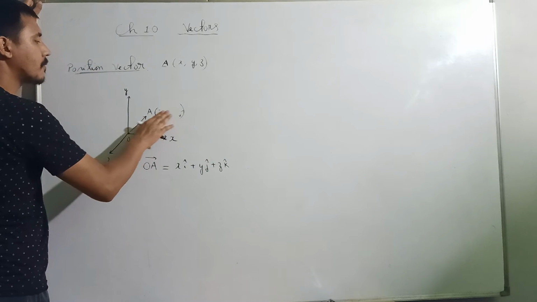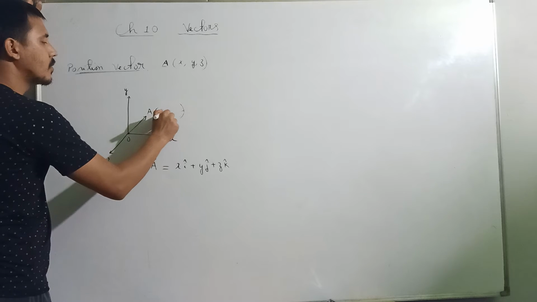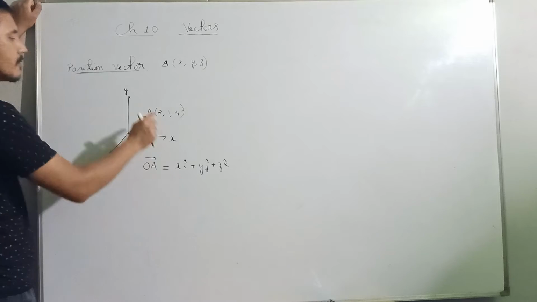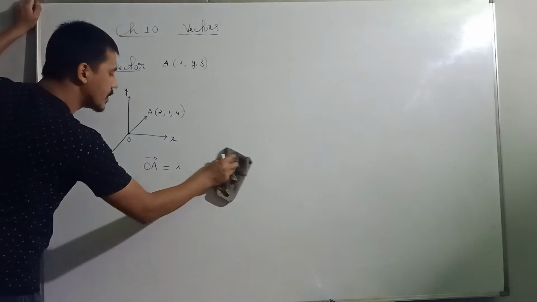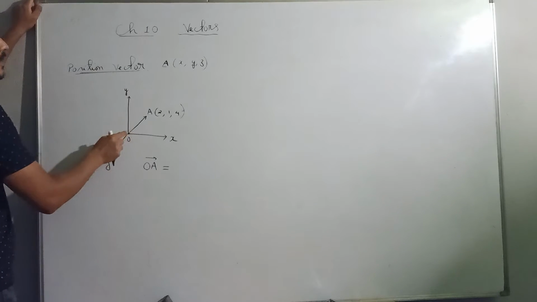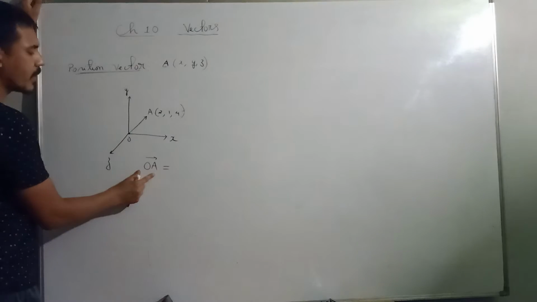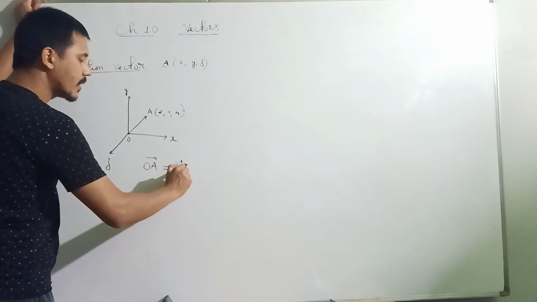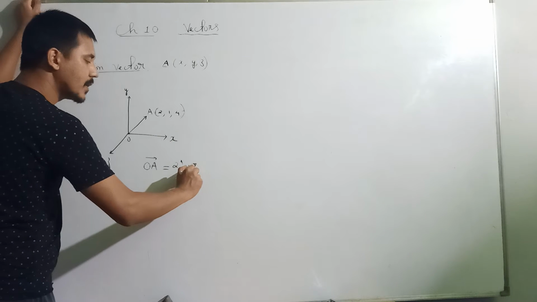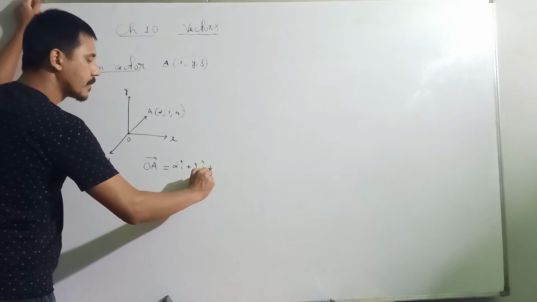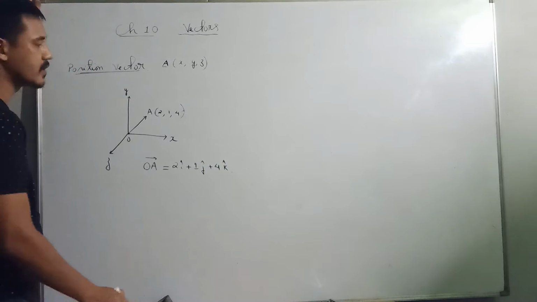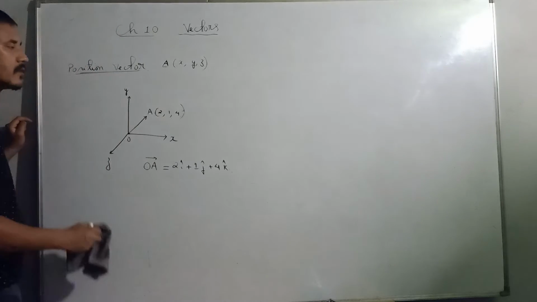If the coordinates of A had been 2, 1, 4, then the position vector of A, represented by the vector OA, will be written as 2i cap plus 1j cap plus 4k cap. Is that all right? It is what is known as your position vector.